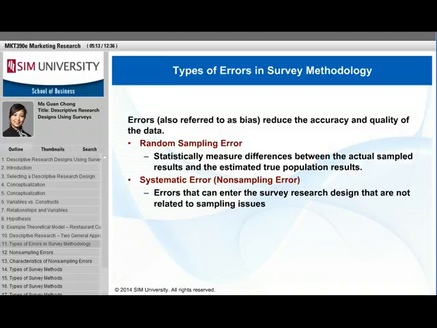There are two general types of errors in survey methodology. Errors, also referred to as bias, reduce the accuracy and quality of the data. The two major types of error in survey methodology are random sampling error and systematic error, or non-sampling error. Random sampling error statistically measures differences between the actual sampled results and the estimated true population results. Systematic errors are errors that can enter the survey research design that are not related to sampling issues.